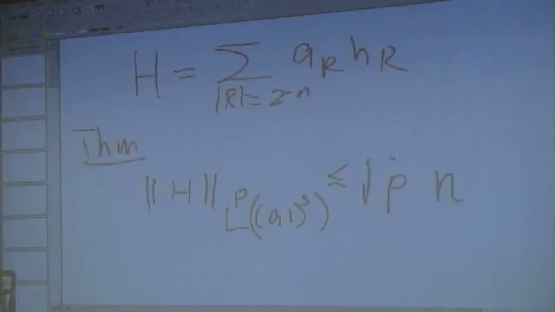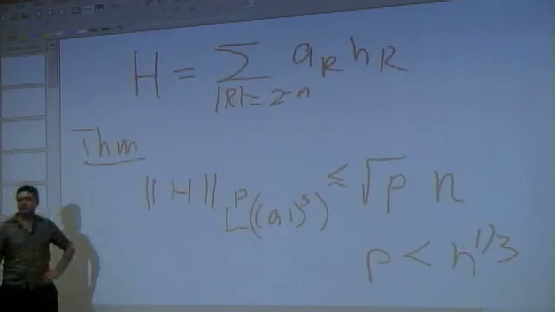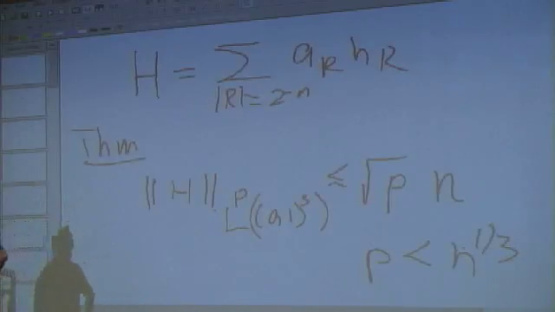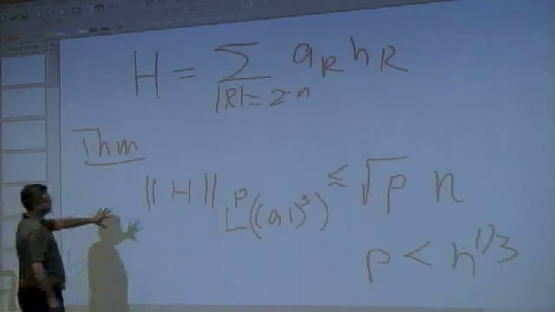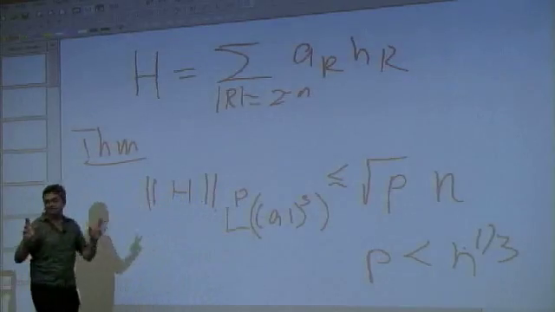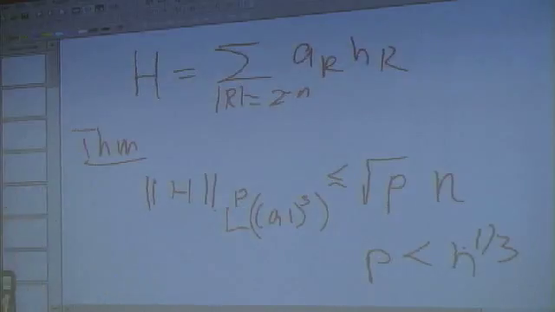What's true is this, provided p is not too big. So actually, for small values of p, the behavior of this in L^p is Gaussian. In fact, there should be a central limit theorem here. And to the best of my knowledge, that central limit theorem is not in the literature.